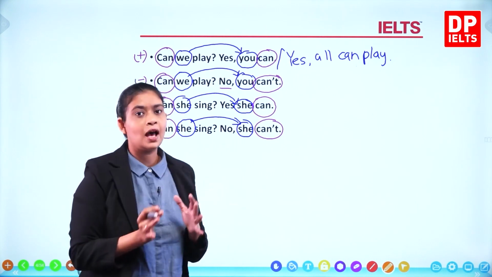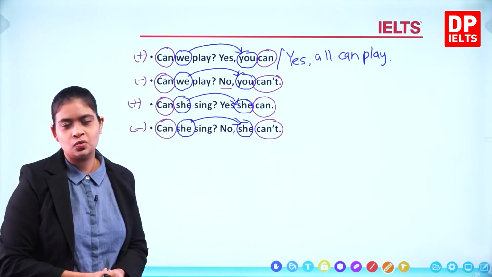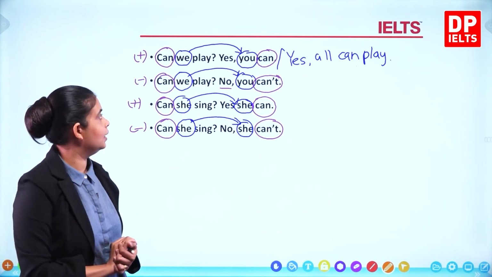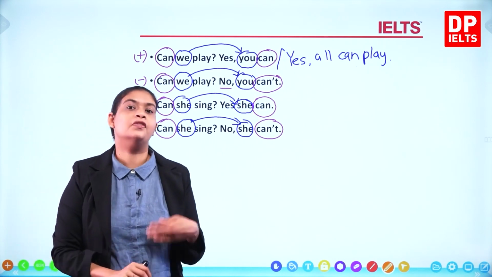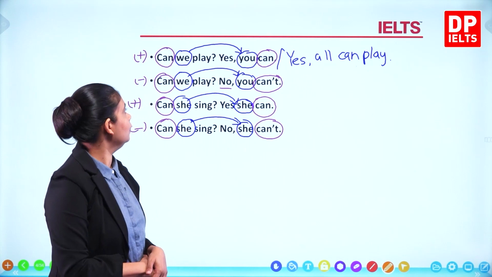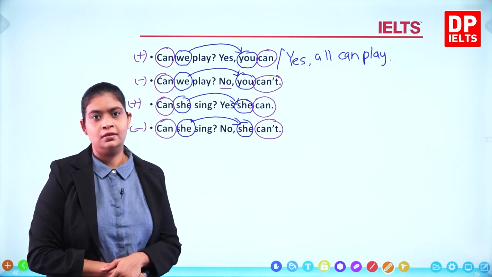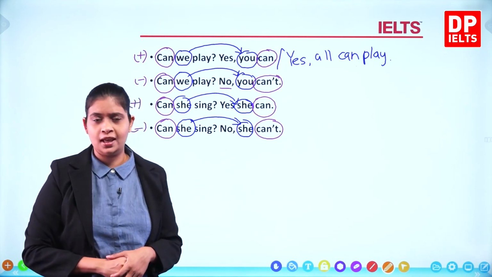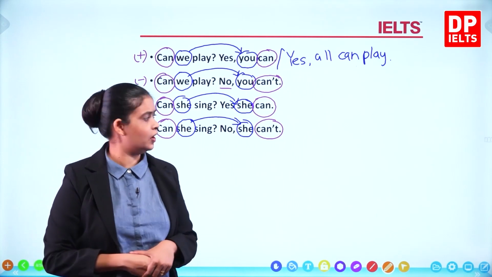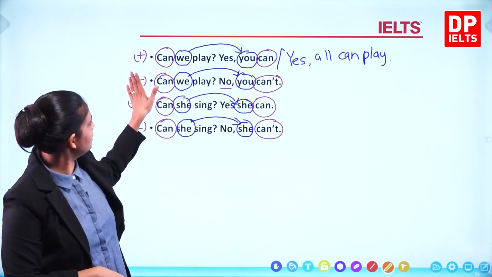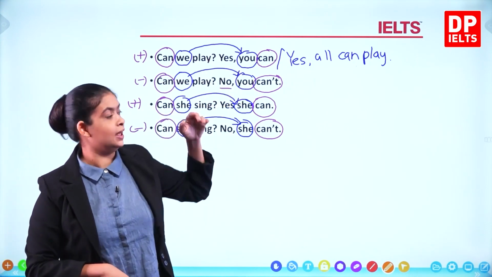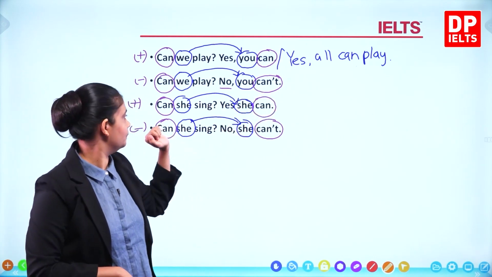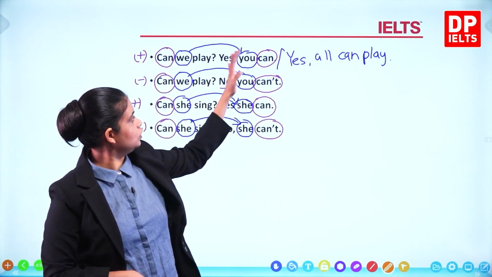So again, some of the pronouns change when you're replying, and you need to remember that carefully. Okay? Think about the meaning before responding. Can we play? Yes, you can. Can we play? No, you can't. Can she sing? Yes, she can. Can she sing? No, she can't. Okay. So positive can remains can. In a negative sentence, can changes into can't. We change into you. Okay.